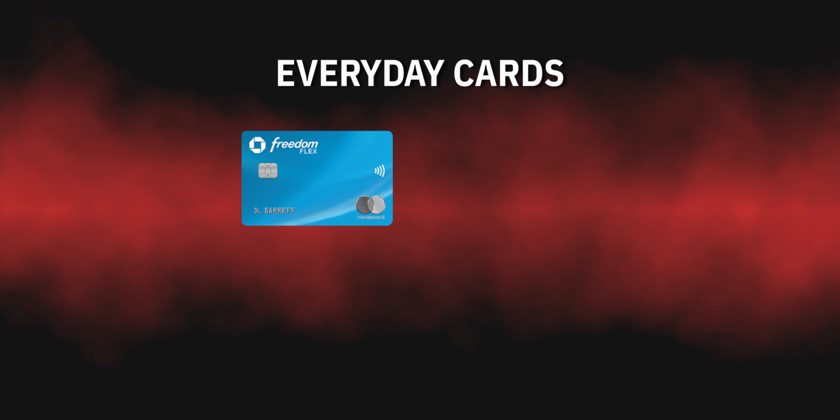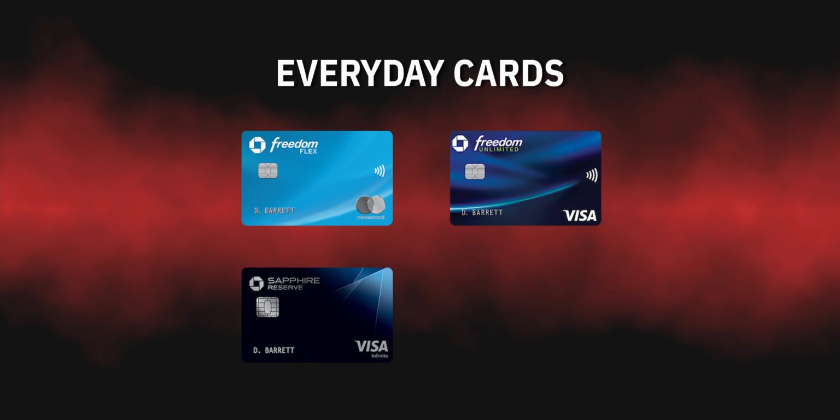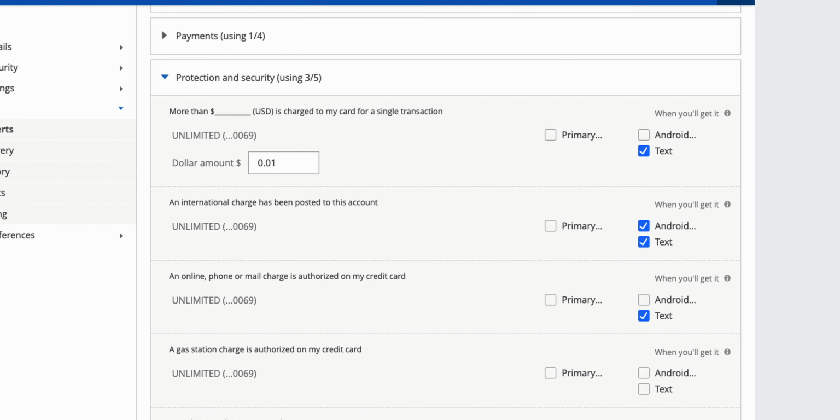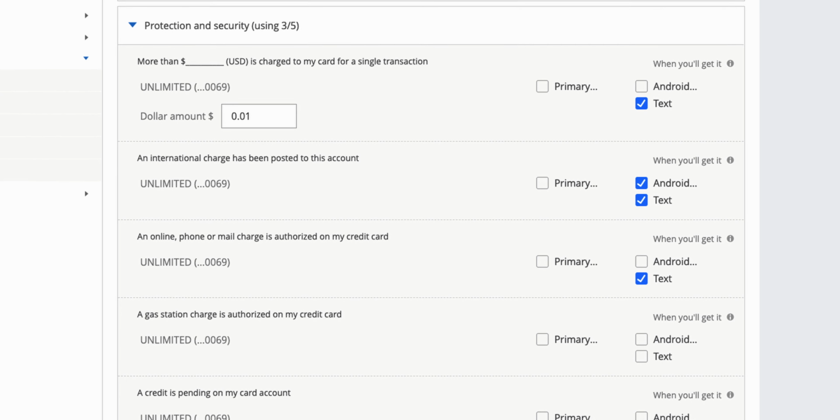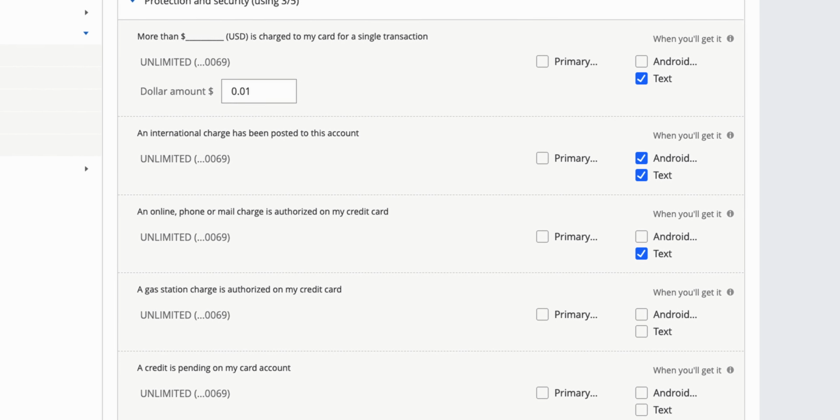The notifications on Mint are useful, but they only cover a few basic scenarios. That's why for my everyday cards that I use every single day, I've enabled SMS notifications on my Chase and Bank of America online accounts that notify me whenever any purchase is made on any one of those cards.